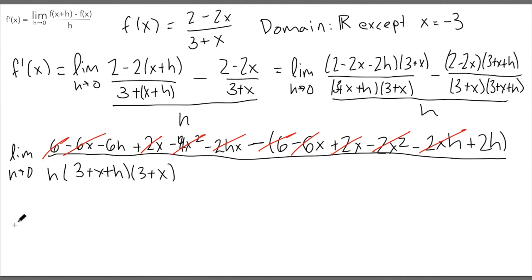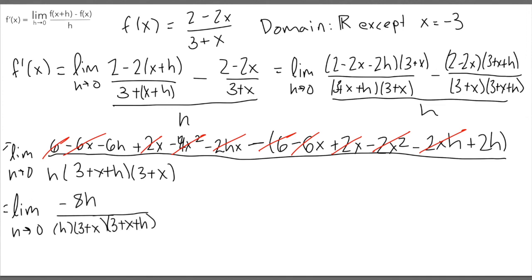So I'll rewrite the expression now. This equals the limit as h approaches 0 of negative 8h over h times 3 plus x times 3 plus x plus h. And I can cancel the two h's and then directly substitute in the 0 to get negative 8 over 3 plus x squared.